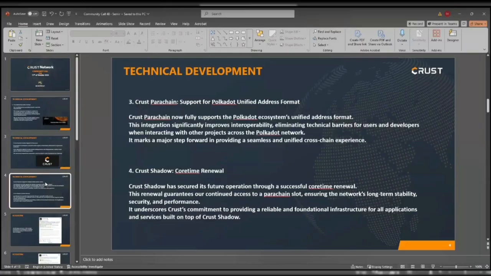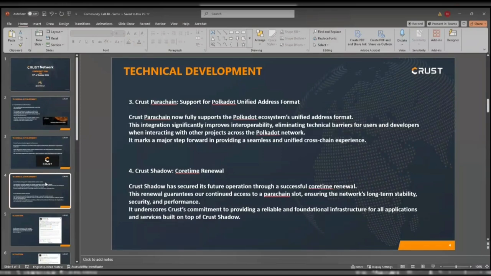And lastly, we have an update on Crust Shadow, which is the core time renewal. Crust Shadow has secured its future operation through a successful core time renewal. This renewal guarantees our continued access to a parachain slot, ensuring the network's long-term stability, security, and performance. It underscores Crust's commitment to providing a reliable and foundational infrastructure for all applications and services built on top of Crust Shadow.